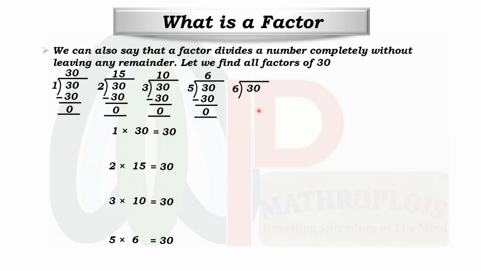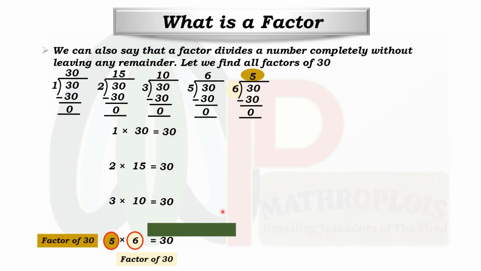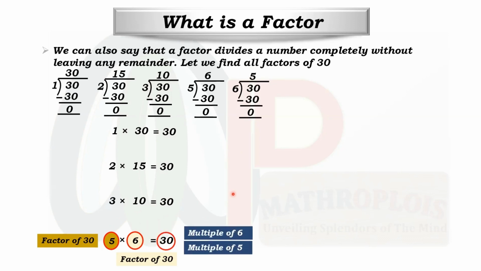Now divide 30 with its next divisible number, 6. The number 30 has been divided completely with 6, without leaving any remainder. 6 multiplied by 5 gives the product 30. So 6 and 5 are factors of 30. Here 6 is divisor and 5 is quotient. And the product 30 is a multiple of 6 and 5.